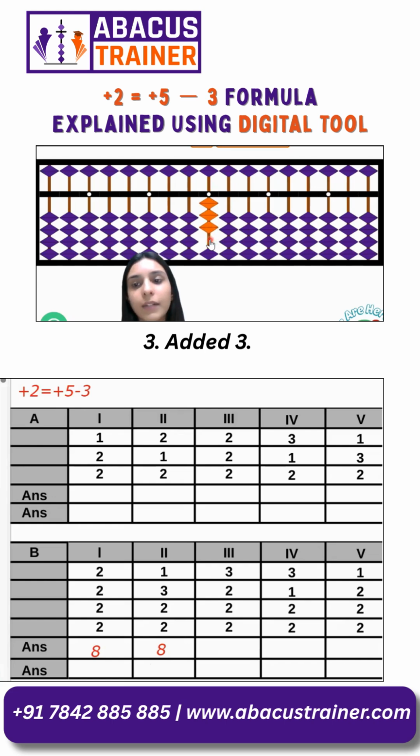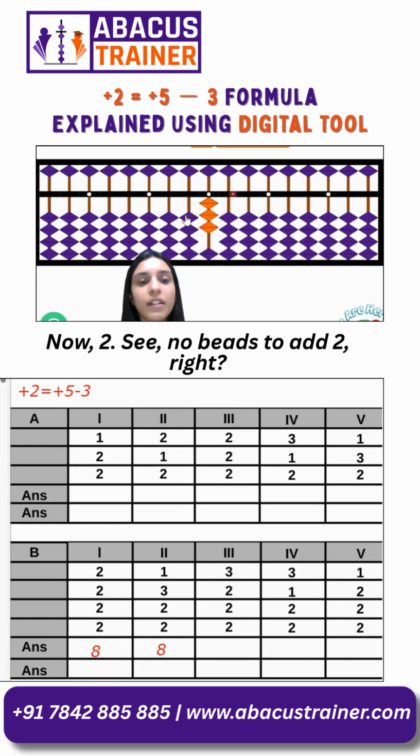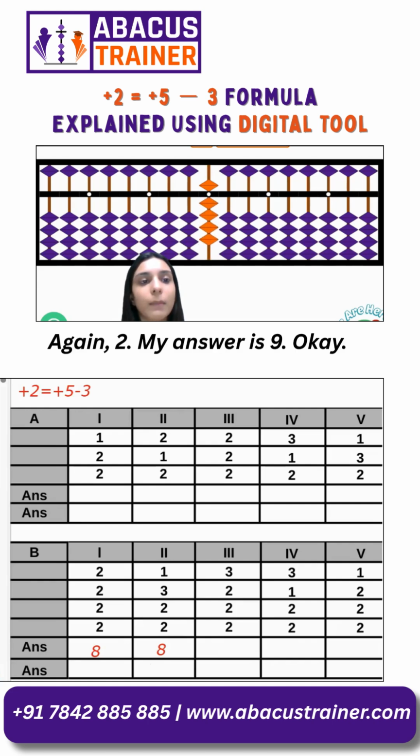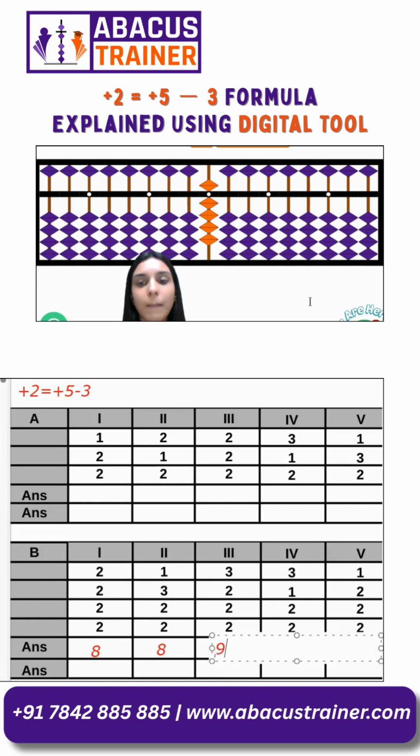3 added 3. Now 2. See, no beads to add 2, right? So formula of 2: plus 5 minus 3. Again 2, again 2. My answer is 9. Next question.